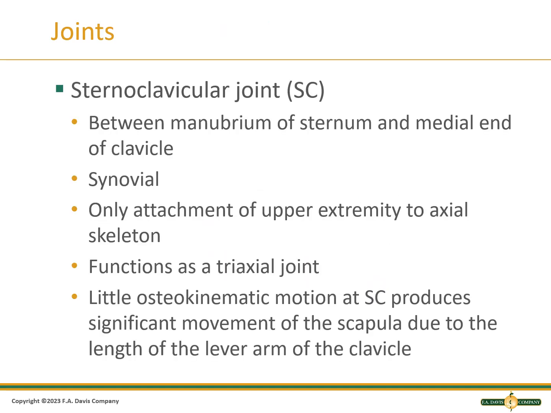With these bones and all of these articulations, we have joints. The first of those that we're going to talk about is going to be the sternoclavicular joint. This is going to be the articulation between the manubrium of the sternum and the medial end of the clavicle. It is a synovial joint, and it serves as the only attachment of the upper extremity to the axial skeleton. So our sternoclavicular joint is pretty important.